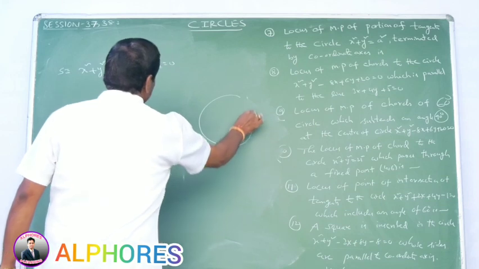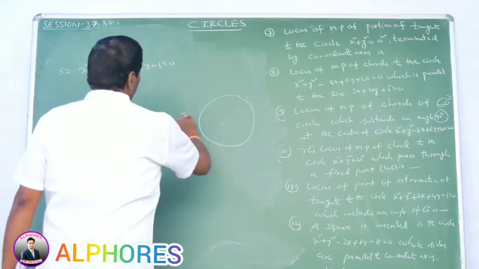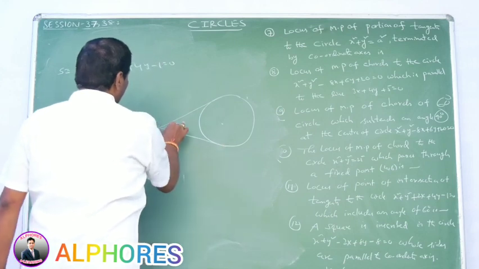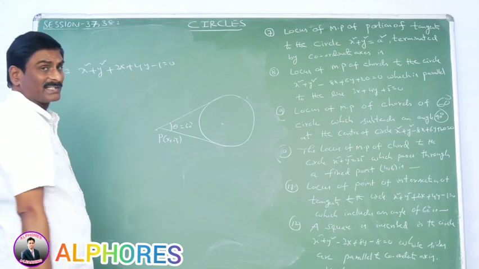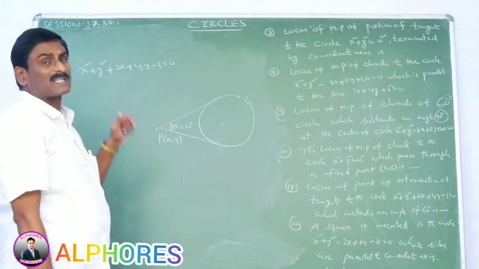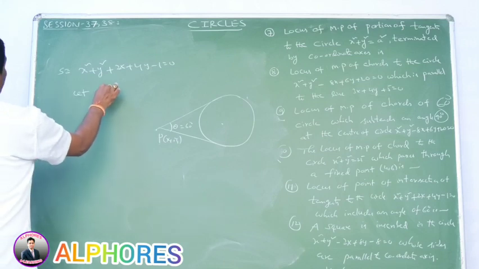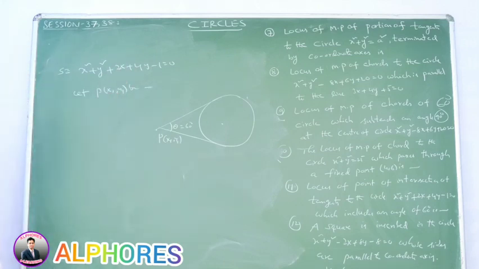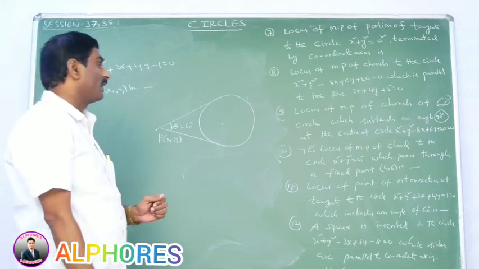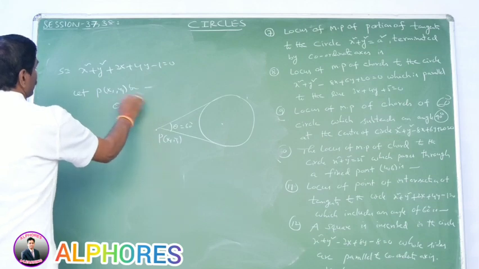Suppose this is the circle, say P is any exterior point of the circle and two tangents PA, PB are drawn. This angle theta is equal to 60 degrees. What is the locus of this point of intersection of the tangents? Now we find the locus of this point of intersection. Let P (x1, y1) be the point of intersection of the tangents. Here theta is equal to 60 degrees.